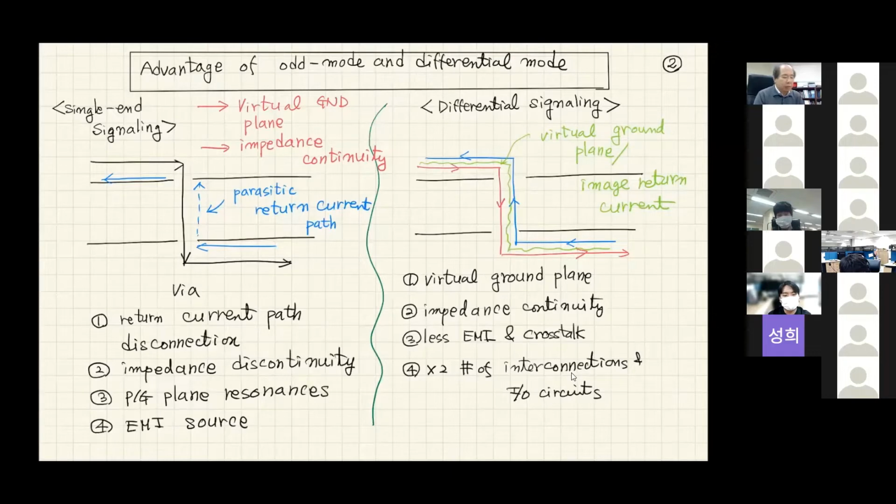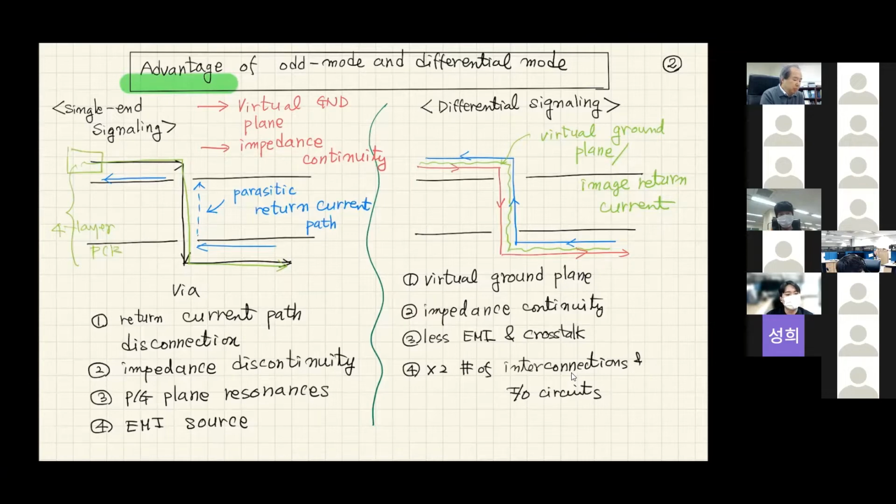Now, this is the introduction of the class. Let's think about the advantage. Motivation is really important. Theory will be coming later on. Let's think about a case where we are sending a high-speed digital signal, and let's assume this is a four-layer PCB.